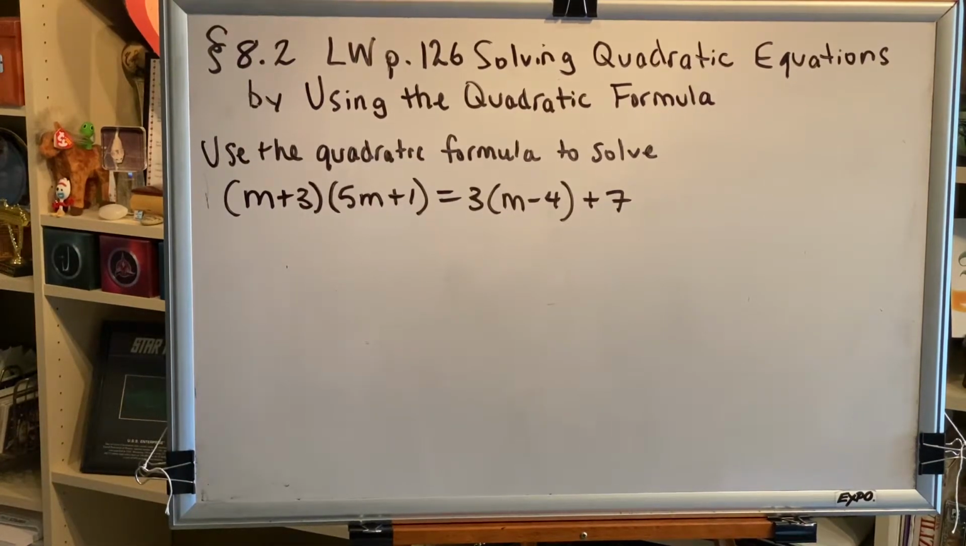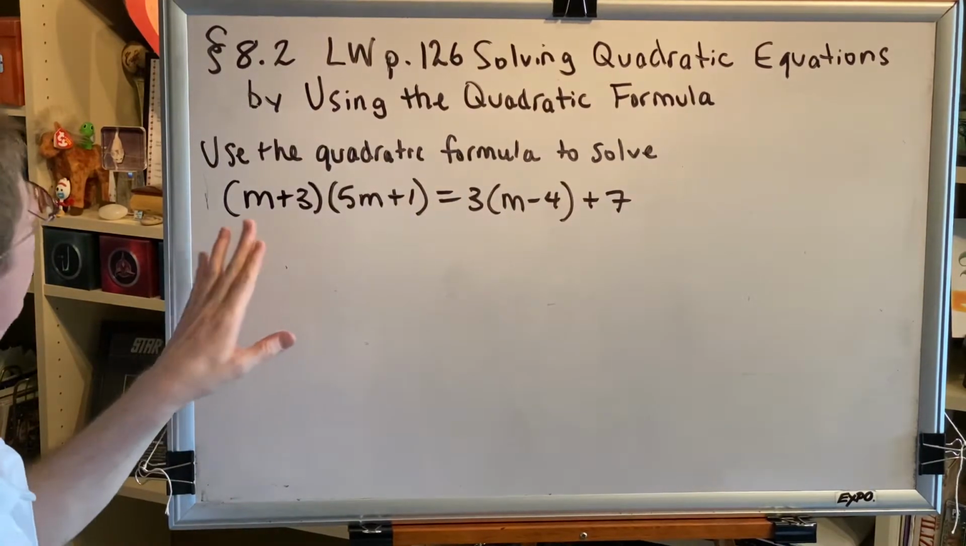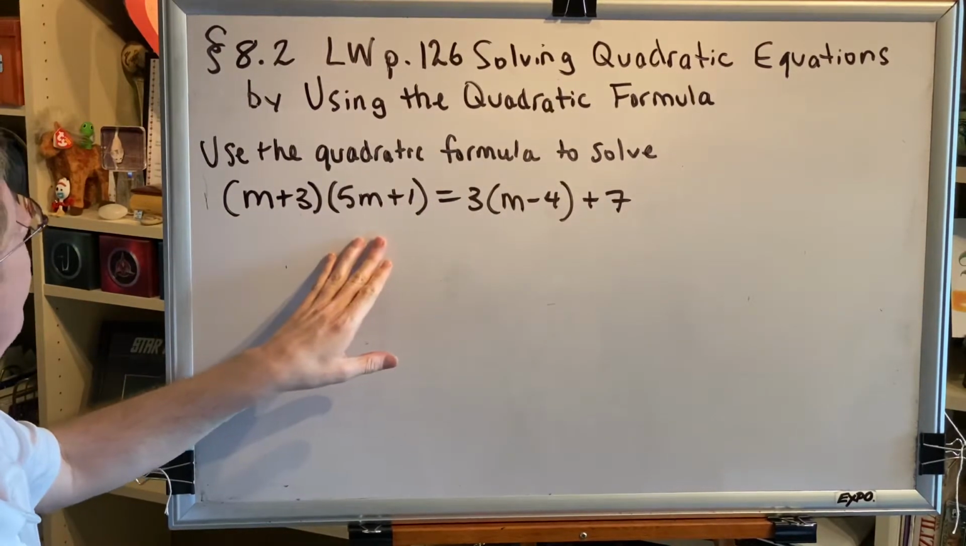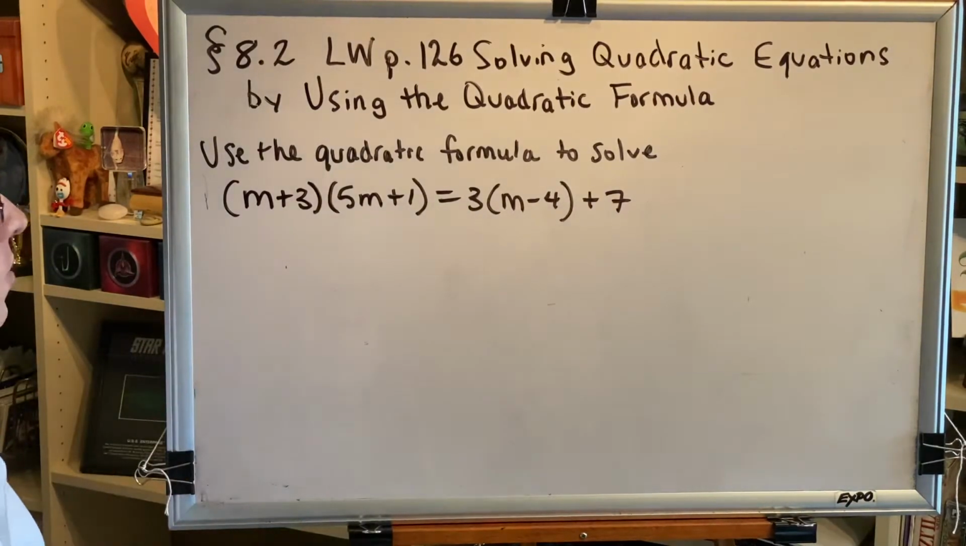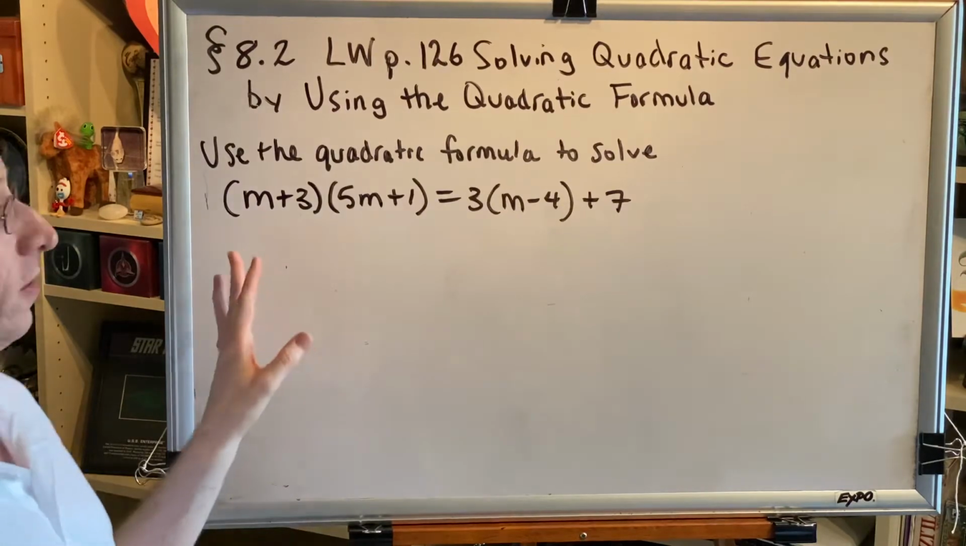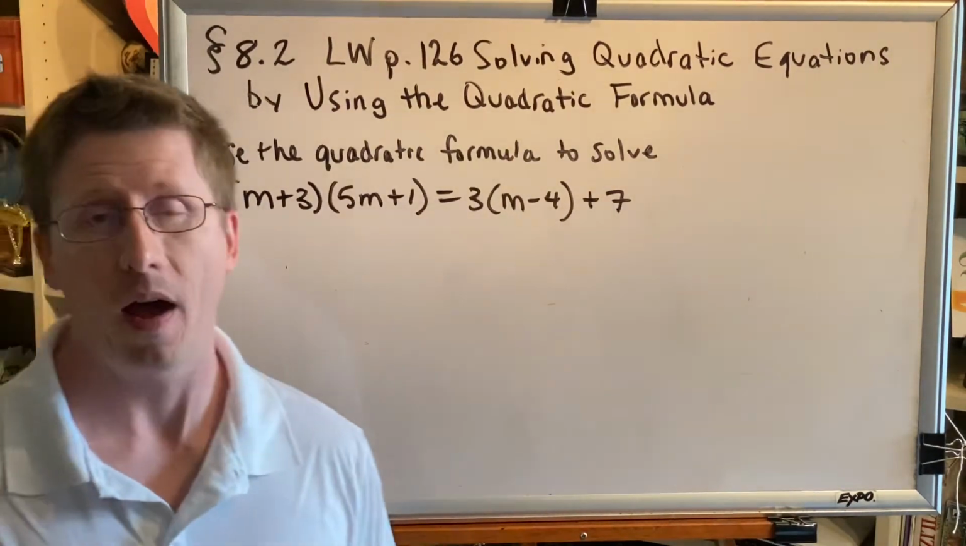We continue learning workbook page 126 with this problem. Use the quadratic formula to solve. The sum m plus 3 times the sum 5m plus 1 equals 3 times the difference m minus 4 plus 7. Okay, so this definitely does not look like a quadratic equation.